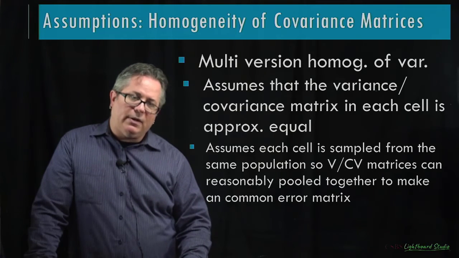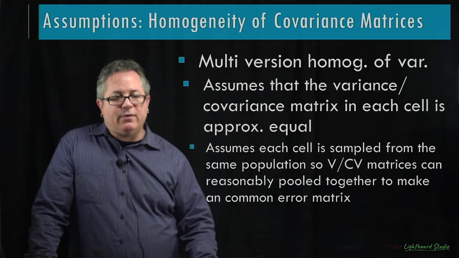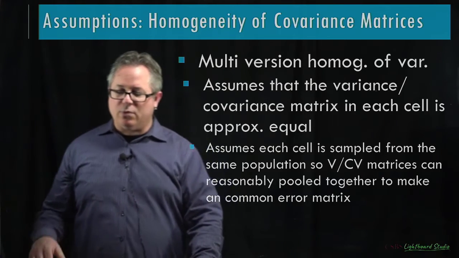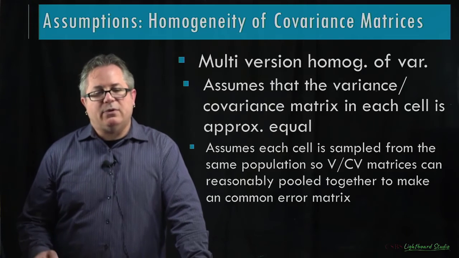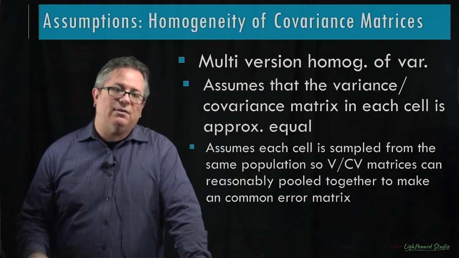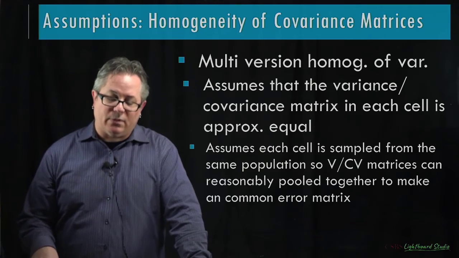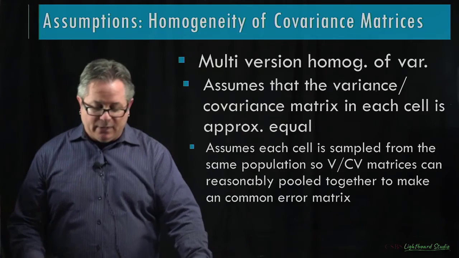Another way of thinking about it theoretically is that it assumes that each cell is sampled from the same population, so we can take the variance and covariance matrices and pool them together to make a common error matrix. Now, if you replace some of those terms and state it more univariately, it sounds familiar, at least I hope it does. So when we're looking at homogeneity of variance, we assume that each cell is sampled from the same population so that the within-cell variances can be reasonably pooled together to make a common error term, right? So that's what it was for homogeneity of variance. All we're doing is extending that out to a matrix of variances and covariances between the dependent variables. So let's take a look at what that looks like.